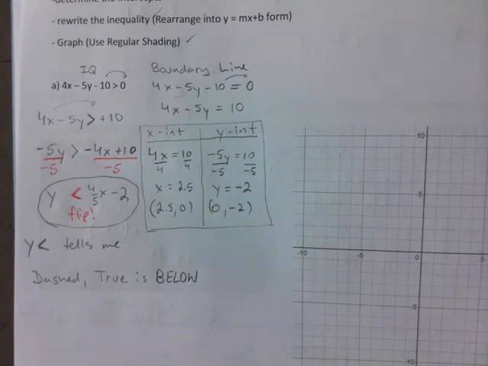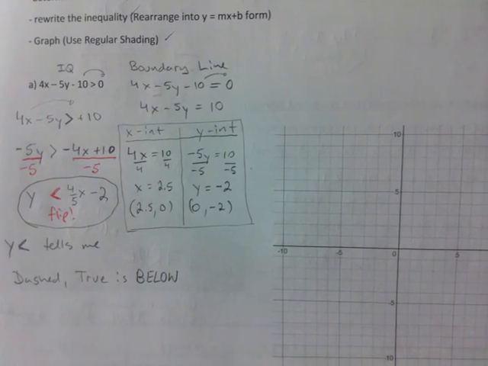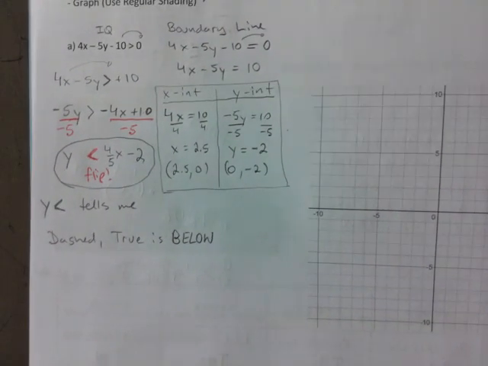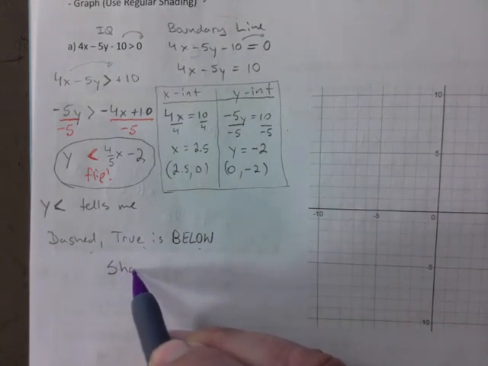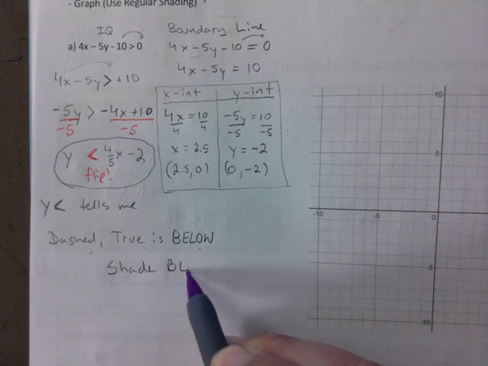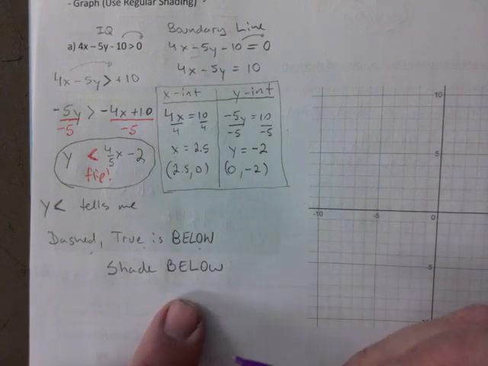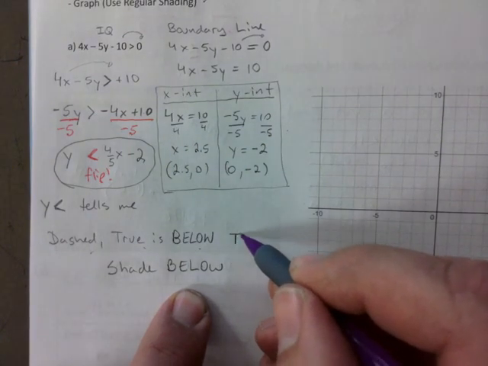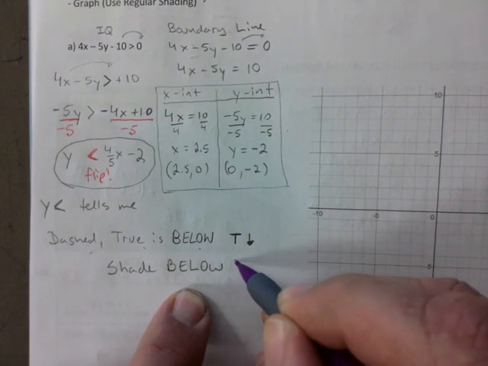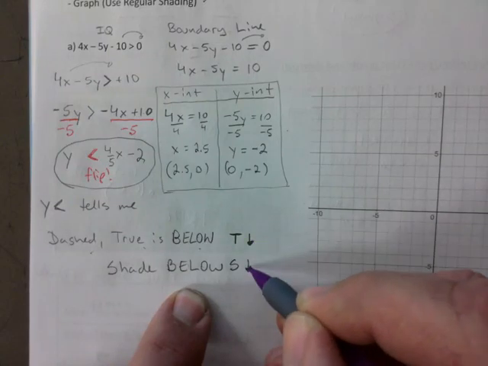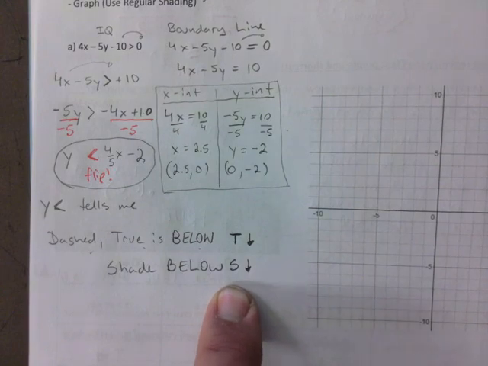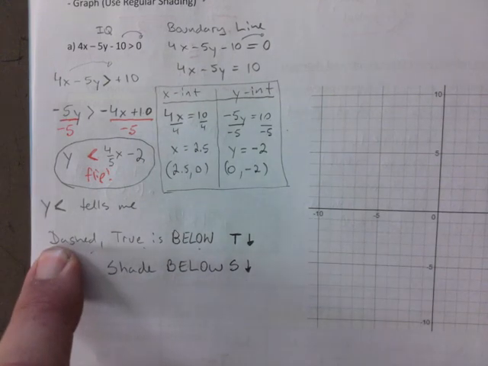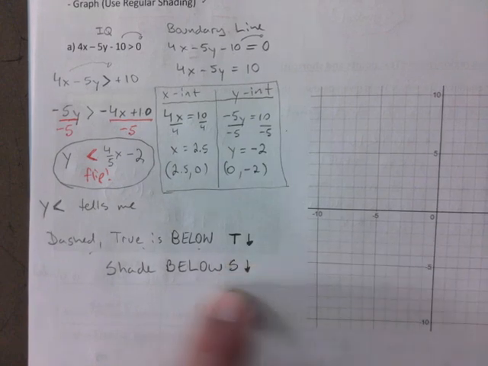Okay. So let's go and graph it. Oh, wait, one more thing. Dashed, true is below. We're going to shade below. So watch what I do here. This is the code later on. True is below, shade below. We're shading the same area as the true region is in. So dashed, true is below, shade below.